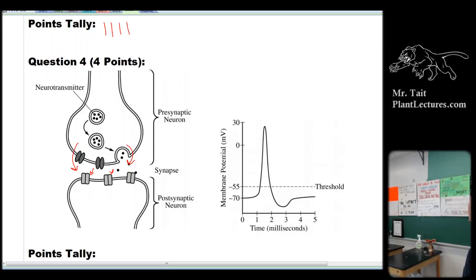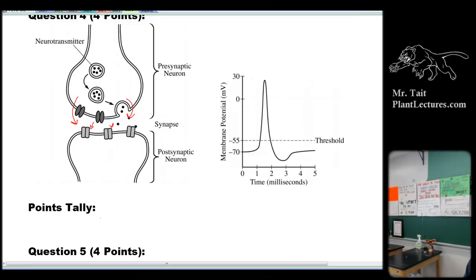If it were an electrical synapse, that might be something different, but it's not. It hasn't indicated anything like that. So we're just going to say it's going to stay the same. So 1 point for saying that the number of action potentials increases. 1 point for saying that the maximum membrane potential, this spot right here, would stay the same.